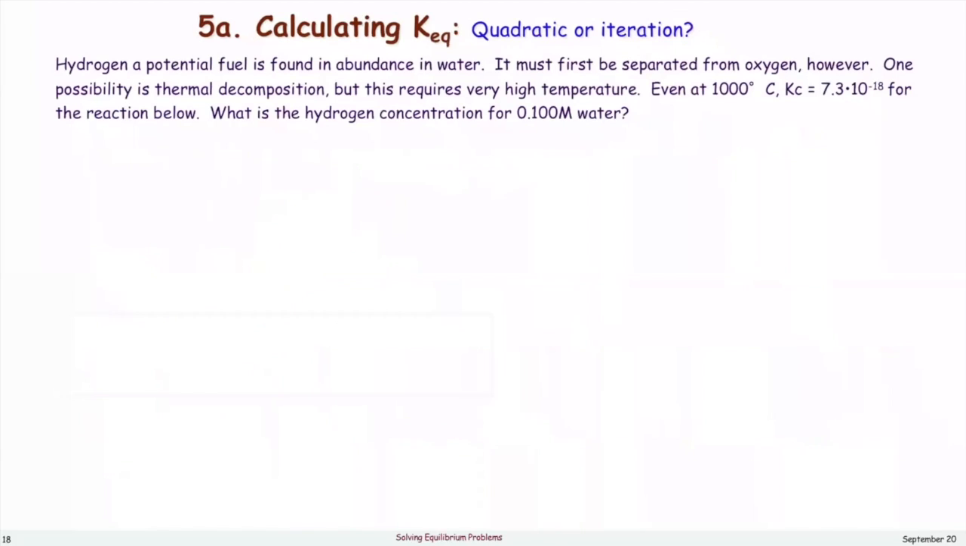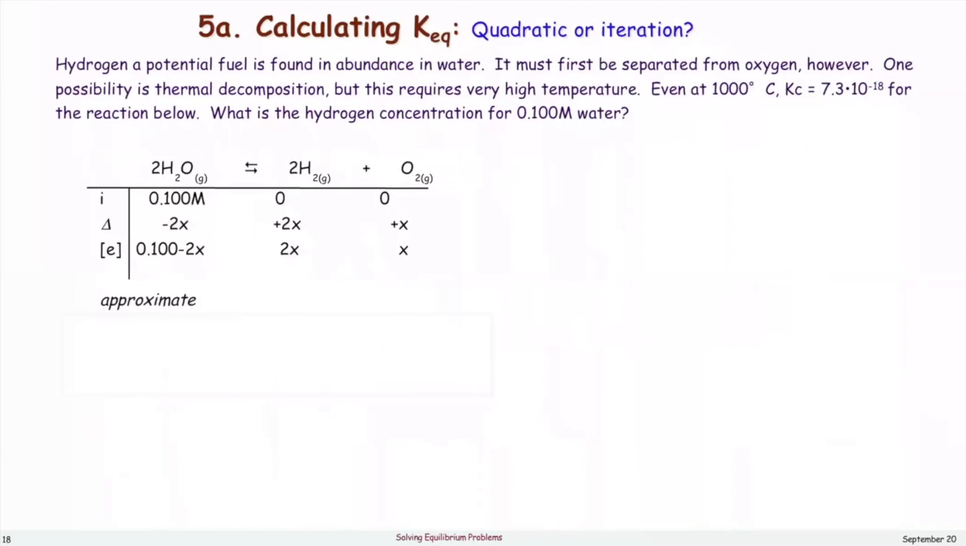So let's take a look at this next problem. The question is, is this an iteration method or a quadratic? Right away, you can see Kc is 7.3 times 10 to the minus 18. I'd do the iteration method. That's a very, very small number. If it's a very small number, make the math easy for yourself and do the method of approximation.